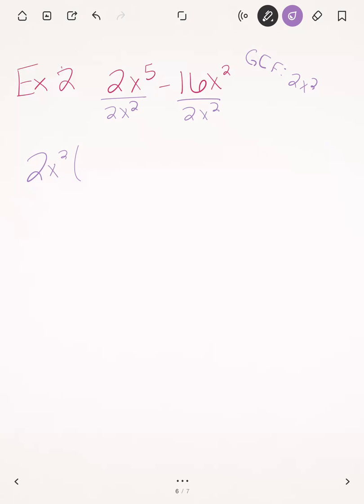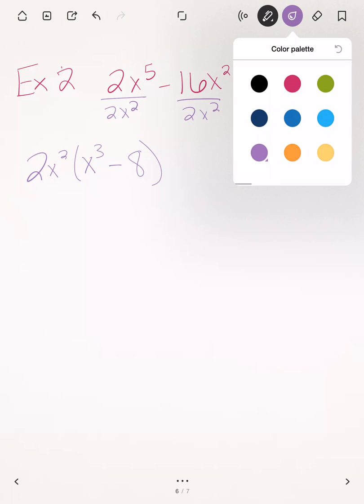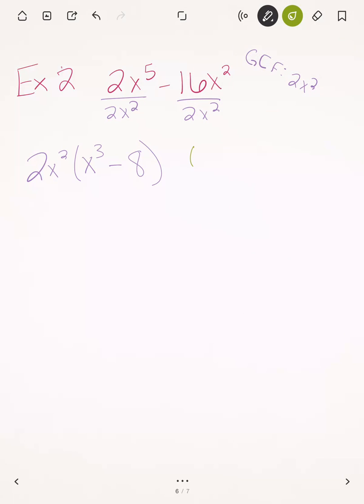2x to the 5th divided by 2x squared gives me an x cubed, which is good. That's a perfect cube. I still have a different sign, so I'm subtracting. 16x squared divided by 2x squared is 8. So now I have a difference of cubes. So I go through the same process. I'm going to write my handy dandy little factored formula: a minus b times a squared plus a times b plus b squared.